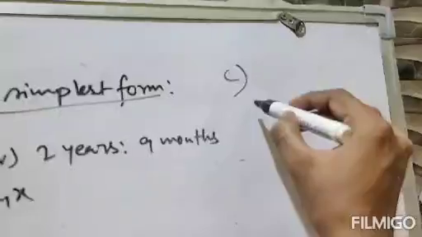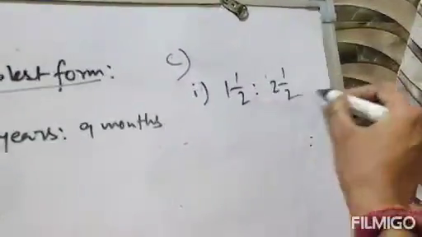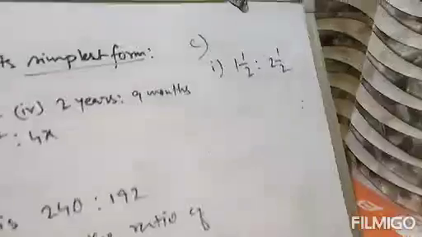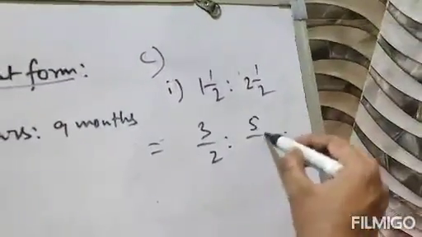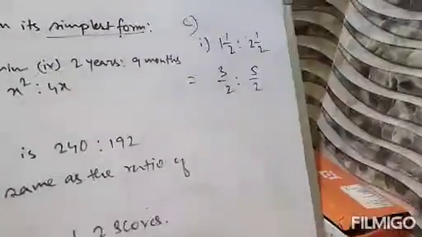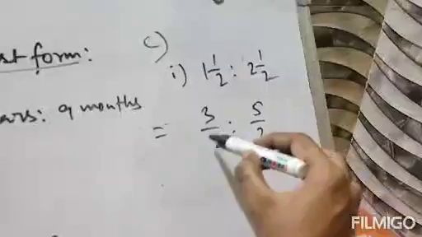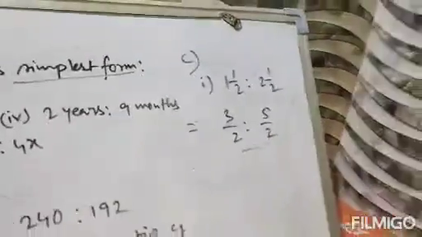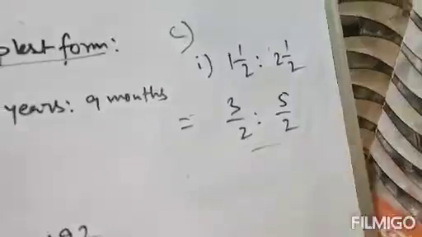Part C, question number 1. 1 and 1 by 2 is to 2 and 1 by 2. So as mixed fractions, this is 3 by 2, this is 5 by 2. 3 by 2 is to 5 by 2. Clear? Now, as these are fractions, first find the LCM of the denominators. Denominator is 2, here also denominator is 2.